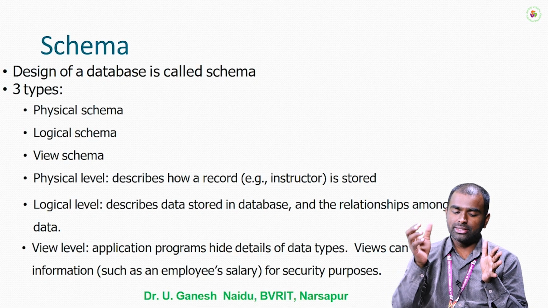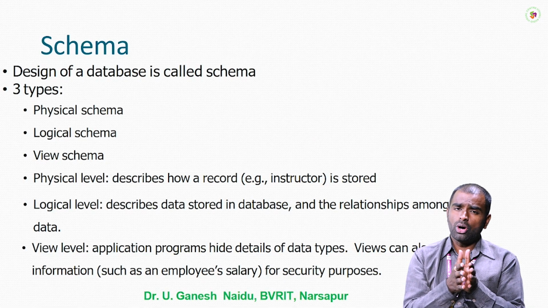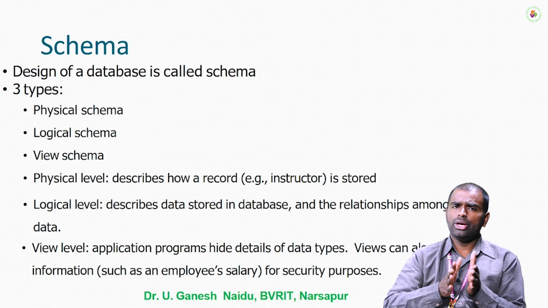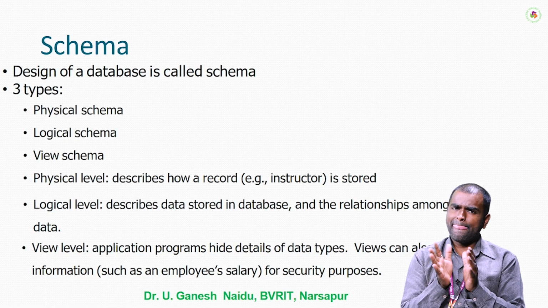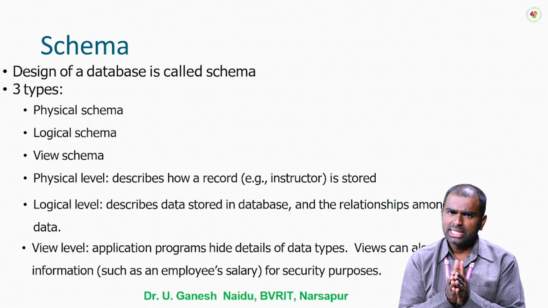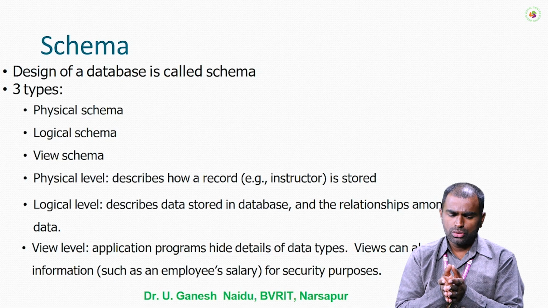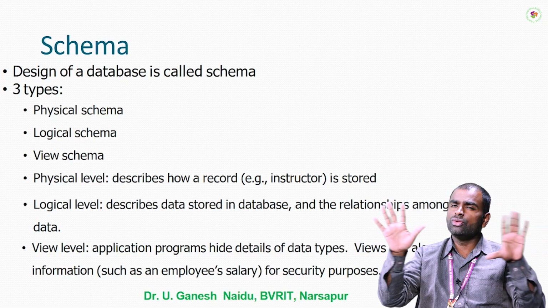So here we can hide some confidential things like an employee's salary. If you maintain confidentiality from one employee to another, the salary should be visible only to that employee. That can also be done in the view level. So the view level is the level which is visible to us.